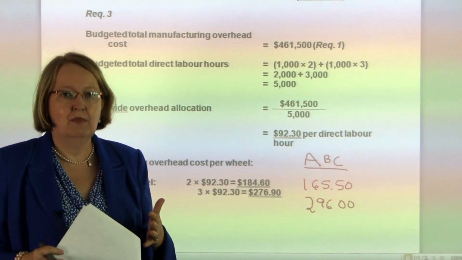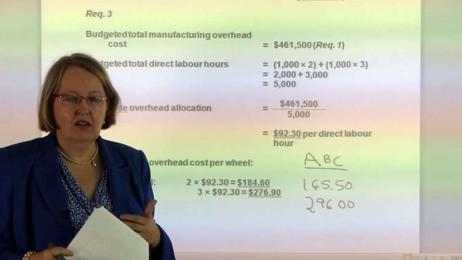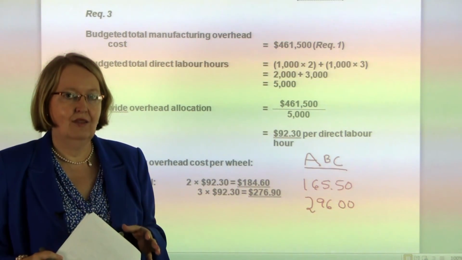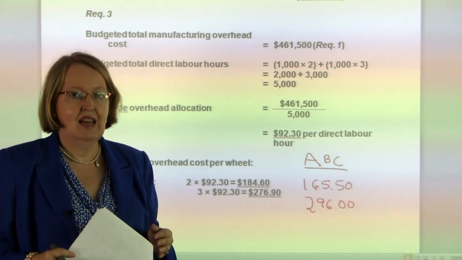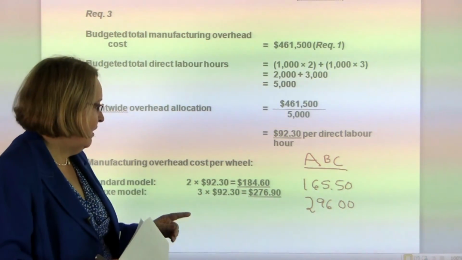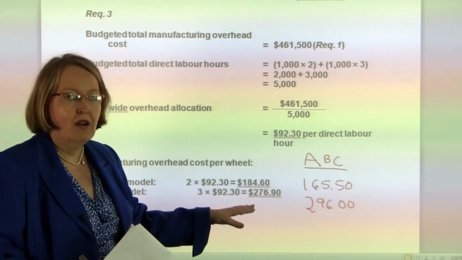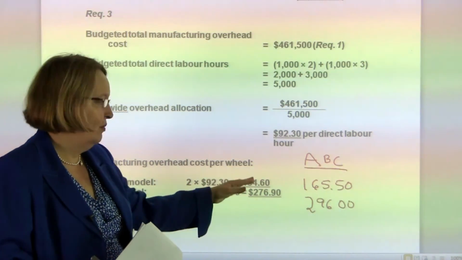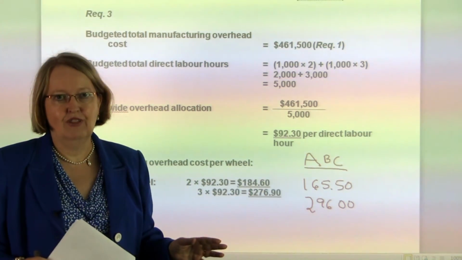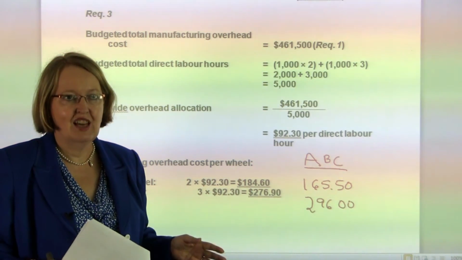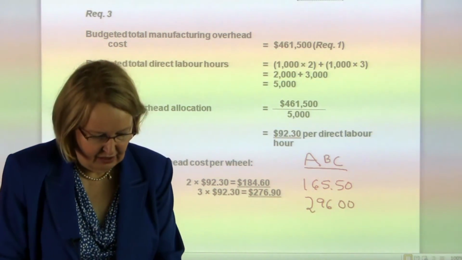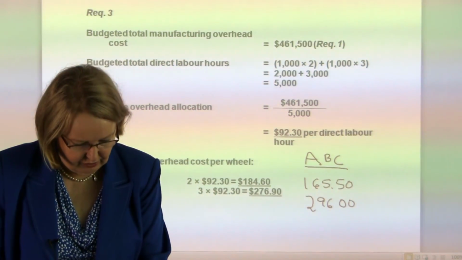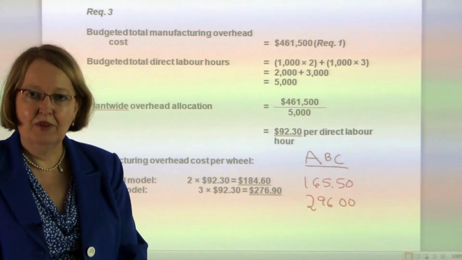So you always have to make sure that the cost of getting the additional accuracy and getting the additional data together for activity-based costing is actually worth it. So if these had been like a couple of dollars in difference between the two methods, you wouldn't go to that trouble of doing that complex calculation. Okay, so that concludes requirement 3, and that is the last requirement for this problem.